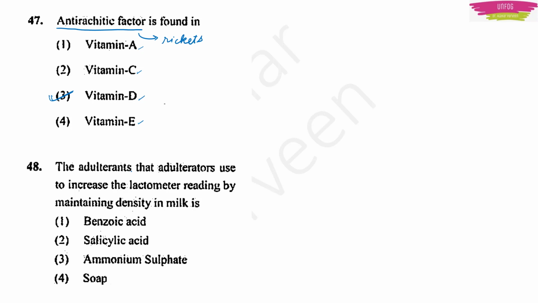But here he is asking to name that adulterant which is used to increase the lactometer reading. Lactometer reading means in milk we have lactose, right? That lactose is actually the milk sugar which can be found in milk. In order to increase that reading of lactose in the lactometer, they use one sort of adulterant. Using that chemical, we can also maintain the density of milk. Like if we add water in the milk, it becomes a bit thin, right? It does not have the usual milk density. But if we use that adulterant, it will increase the lactose reading in the lactometer, and it will also maintain the density of the milk. So that adulterant is actually ammonium sulfate. So the ammonium sulfate will increase the lactometer reading, maintaining the density of the milk.